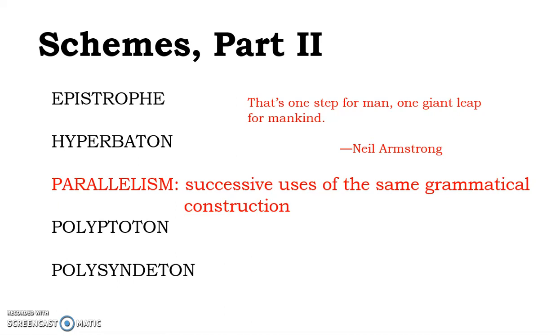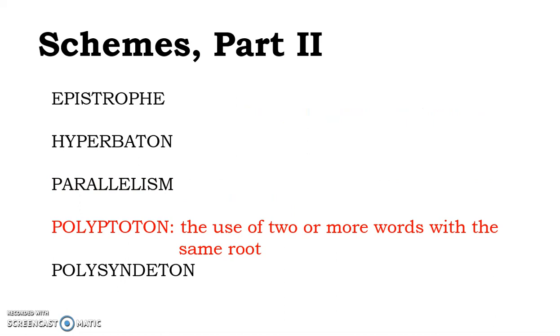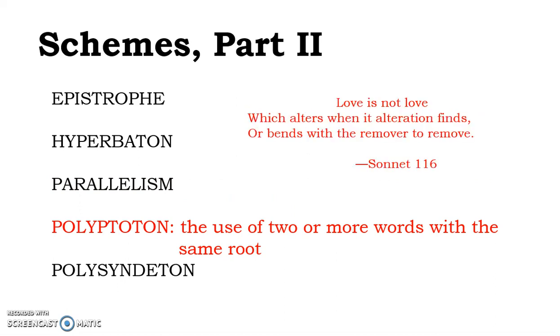So any time you have 2 phrases or clauses that together are parallel in their grammatical nature, you have parallelism. Polyptoton, the use of 2 or more words with the same root. As an example, love is not love which alters when it alteration finds. Alter and alteration sharing the same etymological root. Or bends with the remover to remove. Remover, remove, 2 words sharing the same root identity.